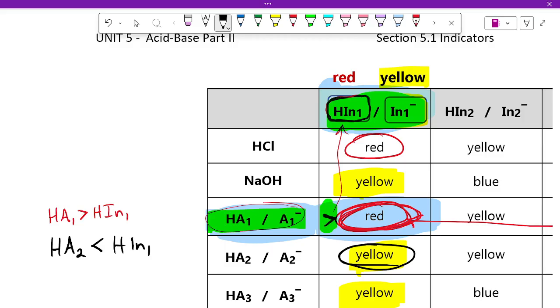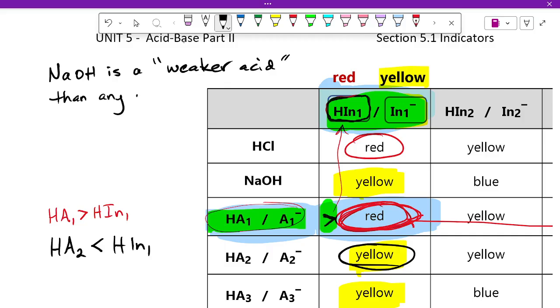Who else turned the indicator yellow? HA3 and NaOH. Can we all agree that NaOH is a weaker acid than any other acid? Because it's not an acid, it's a base. Okay, NaOH is a weaker acid than any other acid, because it's a base.